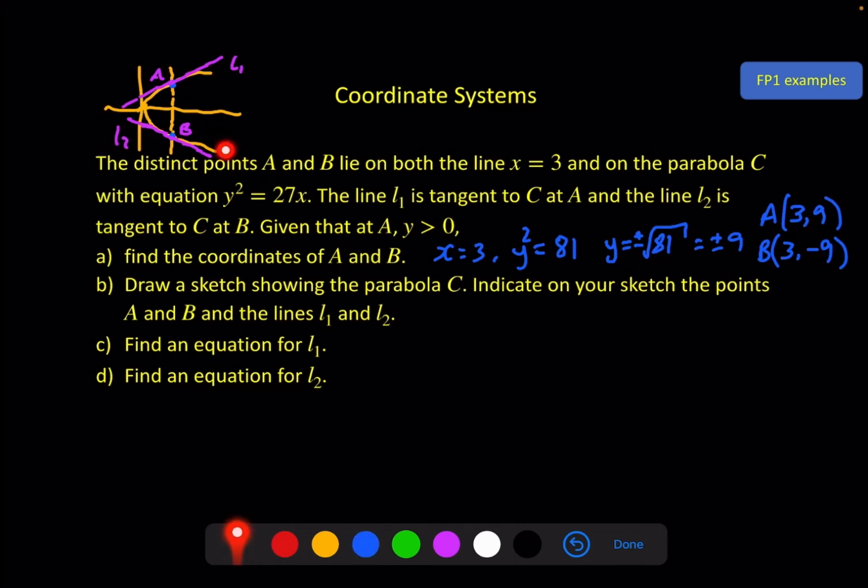Part B, draw a sketch showing the parabola C. Well, I've already done that. Indicate on your sketch the points A and B and the lines L1 and L2. Yes, I've got all of those on there. So again, as part of my process, I've already done that bit. Part C, find an equation for L1. L1 is the tangent to this curve here, where x is equal to 3 and where y is equal to 9. Okay, so we need to do what we always do.